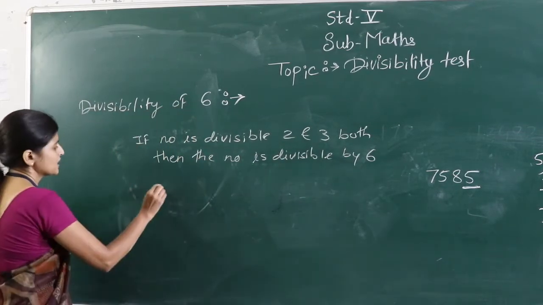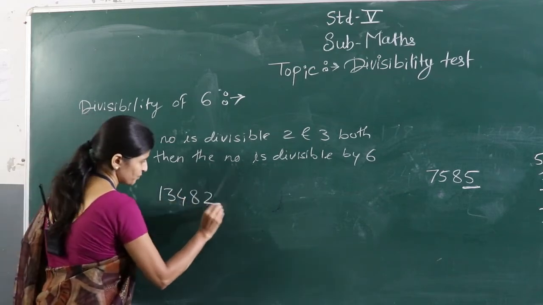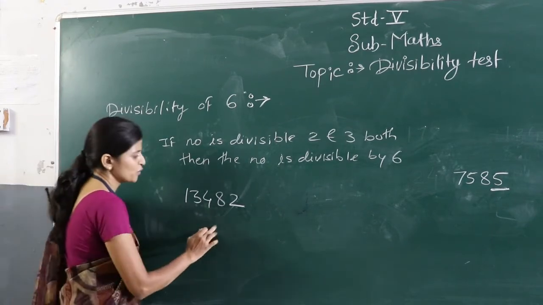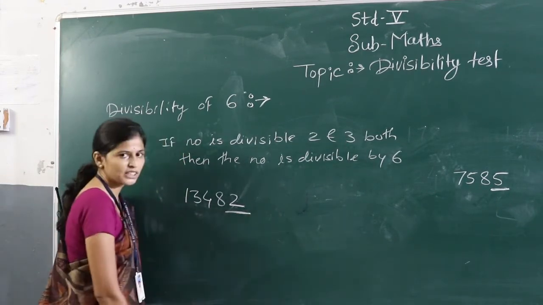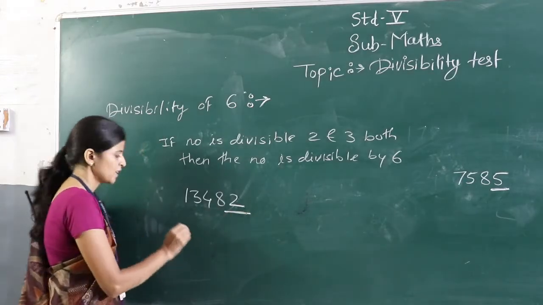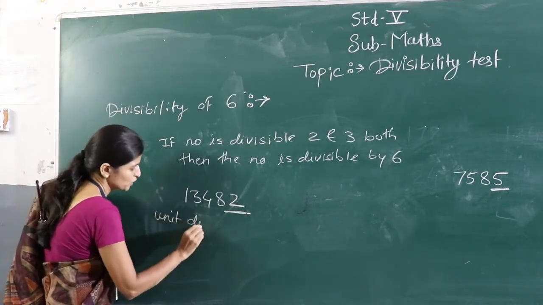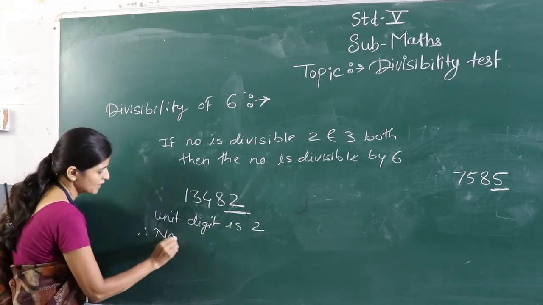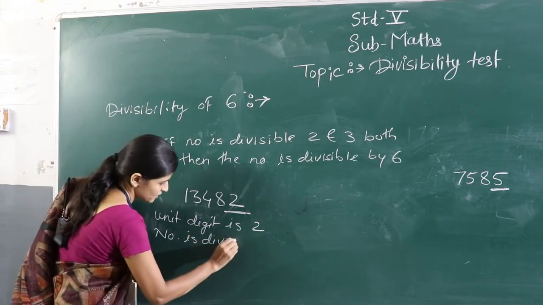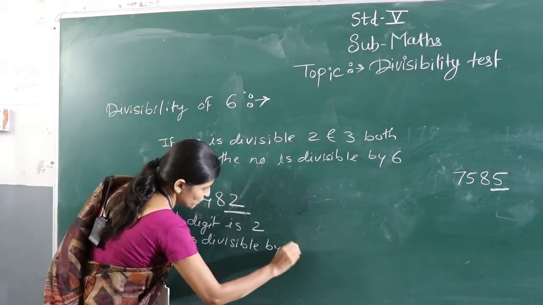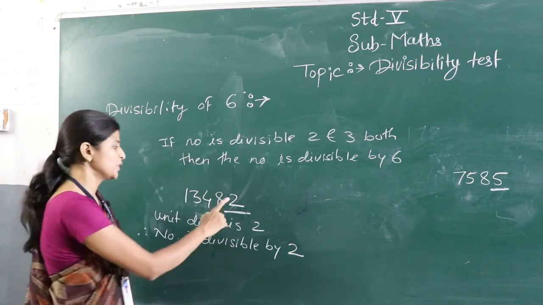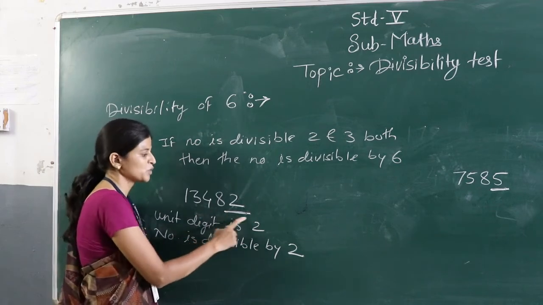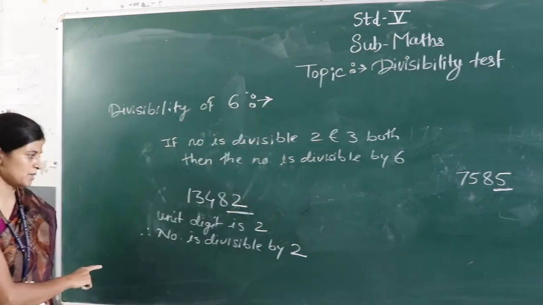We take one example, that is 13482. We check this number for divisibility of 2. Divisibility of 2 is, we check the unit digit. Unit digit of this number is 2, therefore the number is divisible by 2. What is the divisibility of 2? If the unit digit is 0, 2, 4, 6, 8, then the number is divisible by 2. Here the unit digit is 2, that means the whole number is divisible by 2.